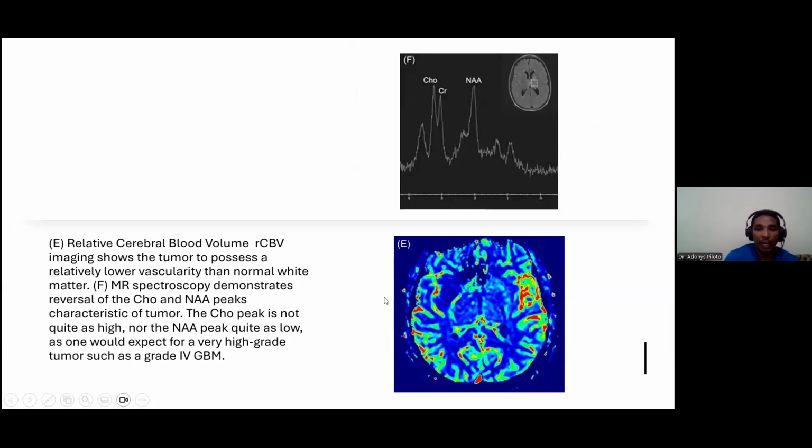Also, these are tumors that have a poor blood supply. So on relative cerebral blood volume imaging, the tumor shows relatively lower vascularity. In MRI spectroscopy, there is an increase of choline with respect to N-acetyl aspartate. Remember, one of the main differences between high and low grade glioma is that there is a decrease in N-acetyl aspartate in high grade glioma in comparison with the choline index.